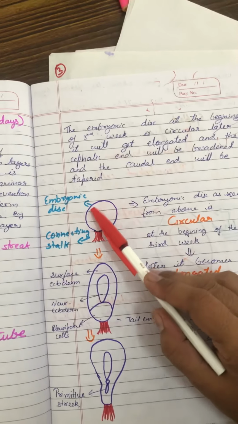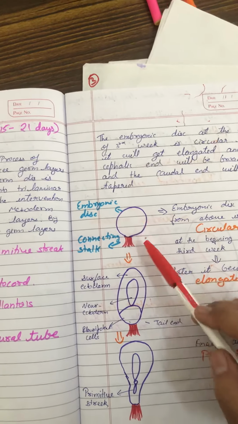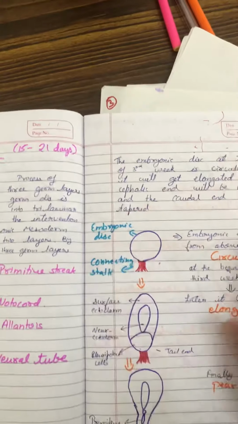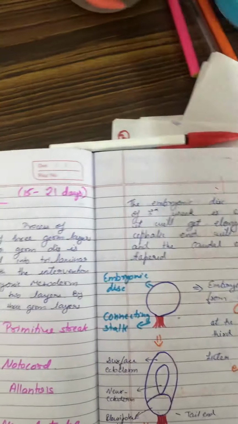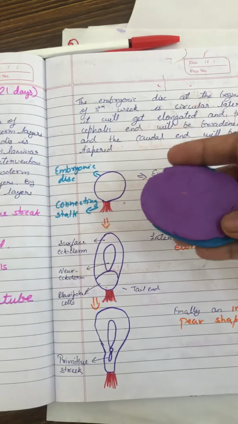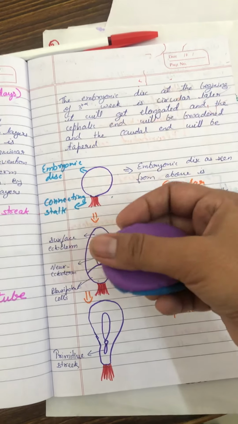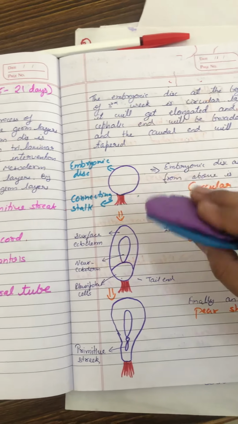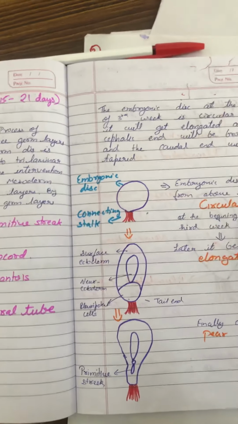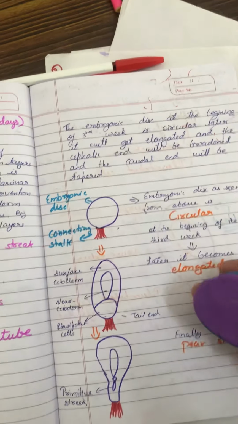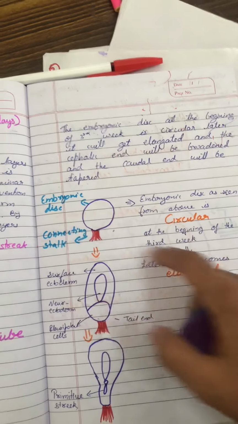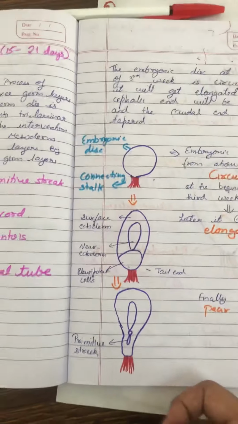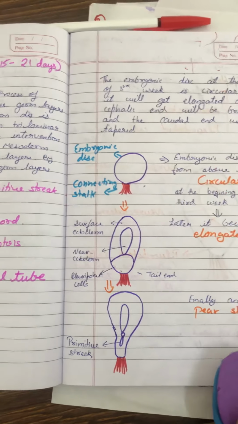And the layer on the top is the ectoderm layer, made of epiblast cells, the primitive ectoderm layer, and the lower layer is the hypoblast cells, the primitive endoderm layer. Initially, by the beginning of the third week, it is circular in shape, and then it starts elongating and later becomes an inverted pear shape.